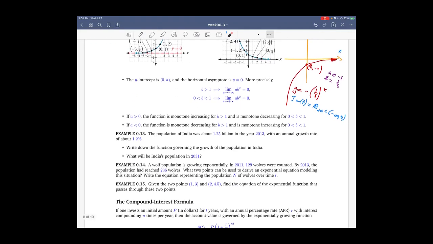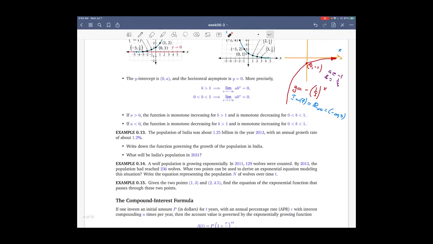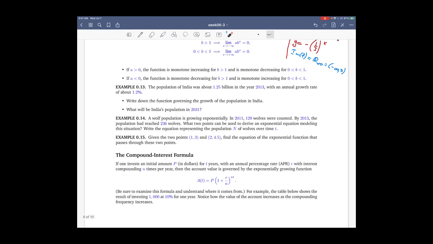All right, let's look at some more examples. In this example, we're told that the population of India in the year 2013 was 1.25 billion people. And it's known that the annual growth rate is 1.2%. There are two questions. First is write down the function governing the growth of the population. And the second question is, what will be India's population in the year 2031?